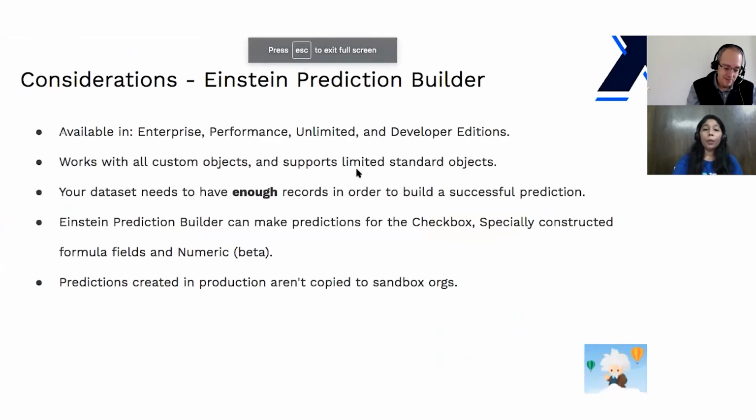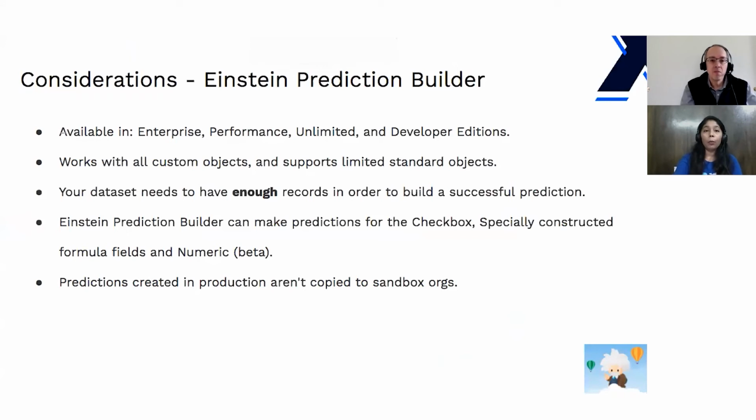Okay, now there are a few considerations to be kept in mind for both Prediction Builder and Next Best Action. Prediction Builder is available in Enterprise, Performance, Unlimited, and Developer Edition. It is available for all custom objects, but it does not support a couple of standard objects, and the list is available on the help page of Prediction Builder. And as I've mentioned earlier, we have to have enough records to build a successful prediction, because there is a minimum number of records Prediction Builder needs to run. So that is one thing we need to take care of.